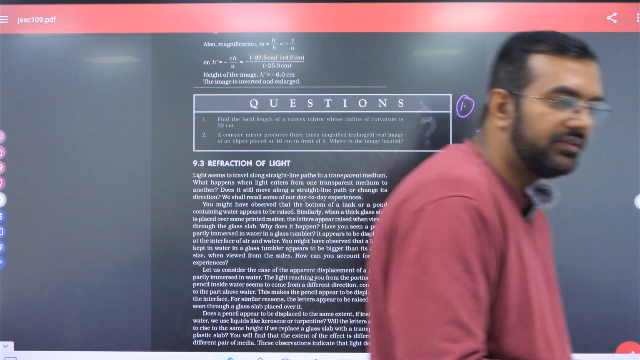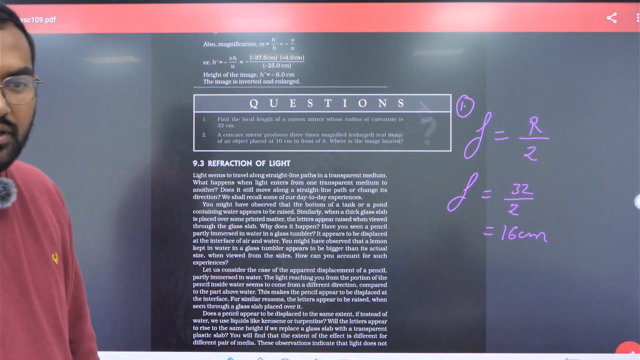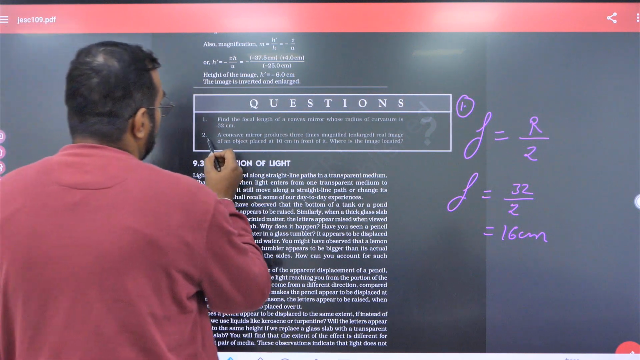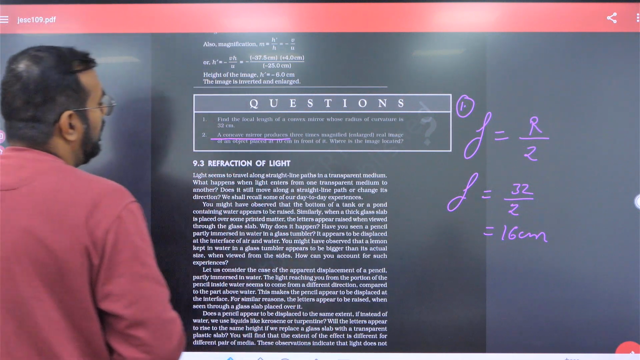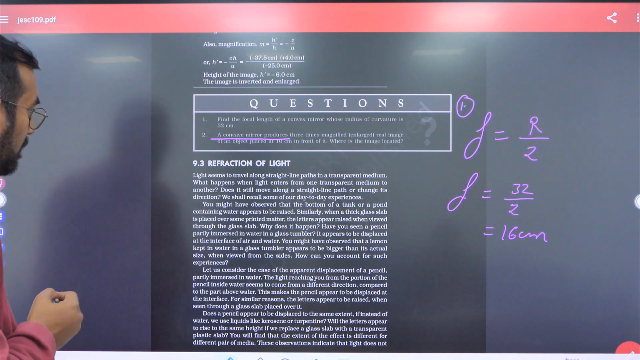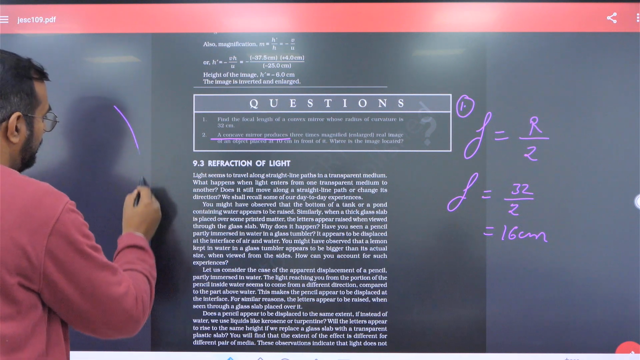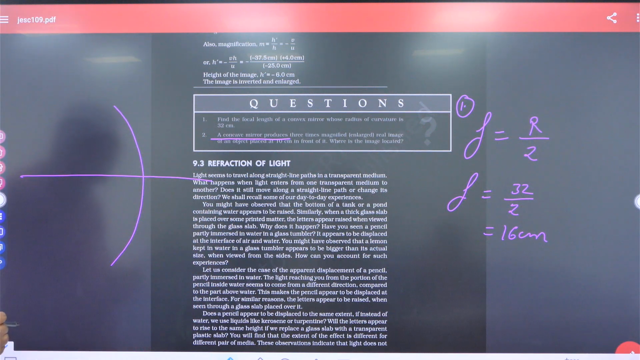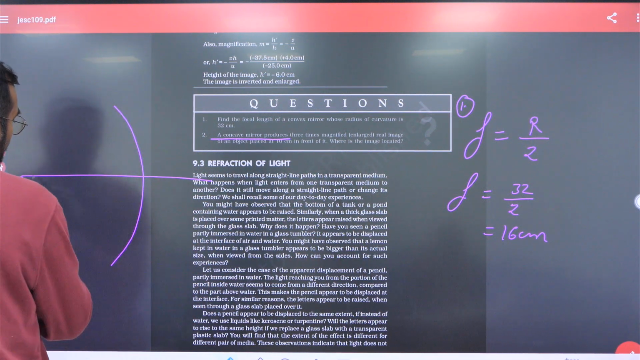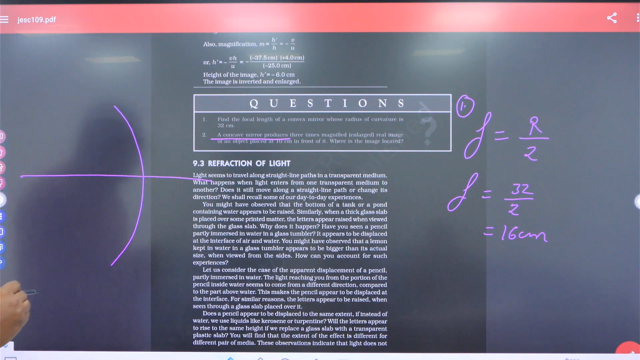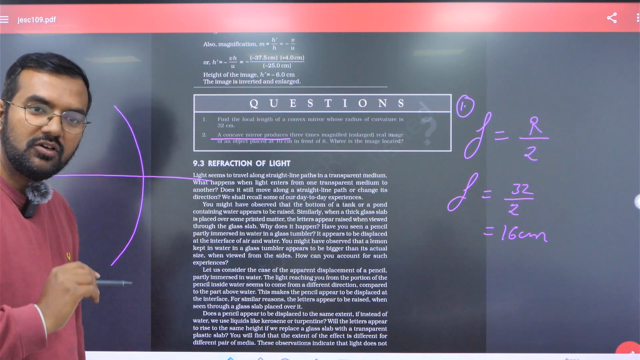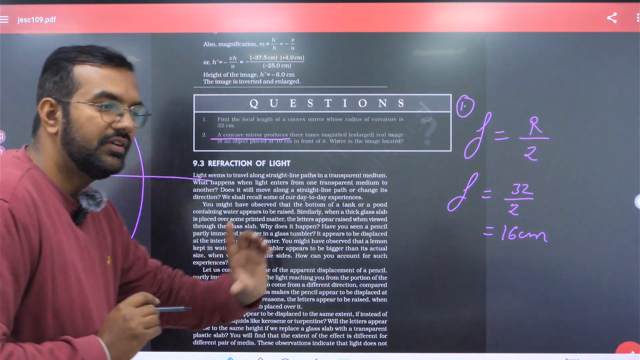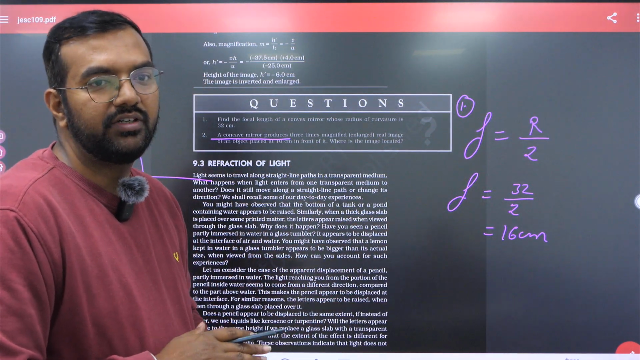So first of all we will discuss them. Here it is telling about the concave mirror, na? Always remember that the focal length of the concave mirror is always negative. And the focal length of the convex mirror is always positive.